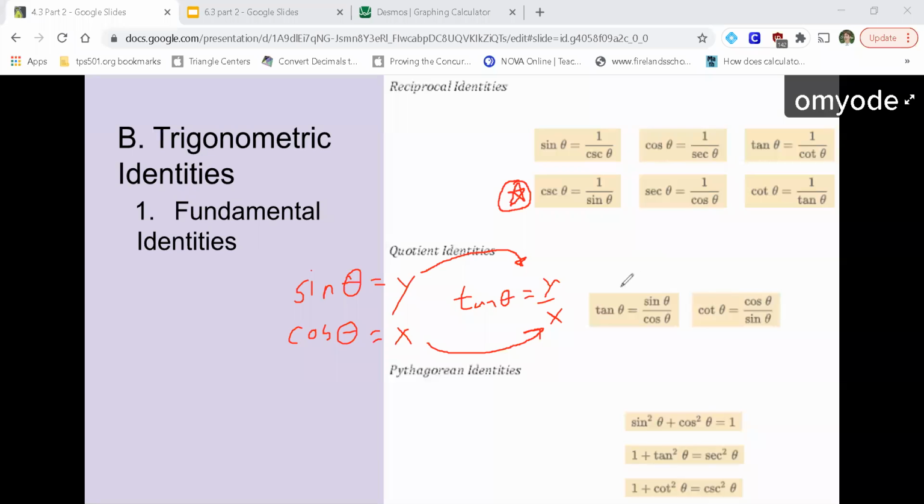And since cotangent is the reciprocal of tangent, cosine over sine gives us cotangent, which again should make sense if you look at your first definitions we had written down. Cotangent is x over y. So cosine over sine.